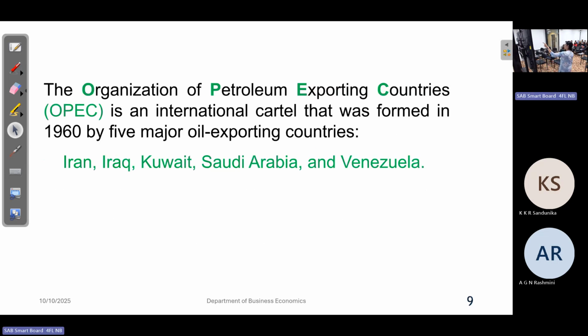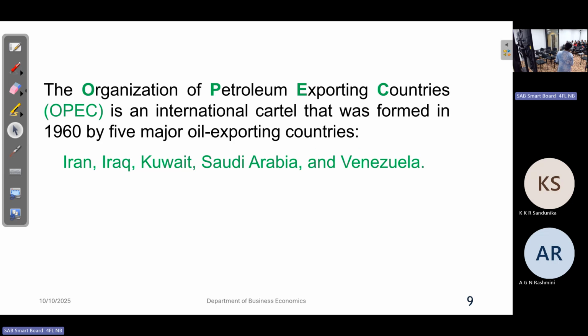Now, the Organization of Petroleum Exporting Countries, or OPEC, is an international cartel that was formed in 1960 by 5 major oil exporting countries. Now, I think there are many more members of OPEC. Sometimes the founding members might not be in the cartel, so there have been changes in the history, changes for the members. But still, the OPEC organization or that cartel is there. The major oil exporting countries have come together and established this OPEC organization.